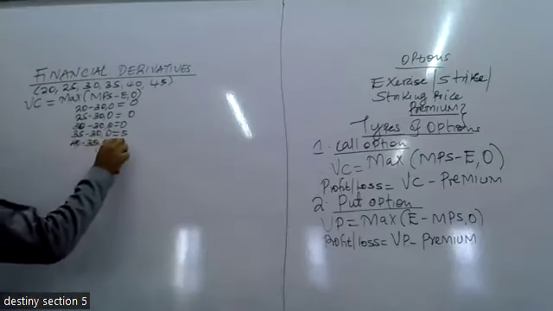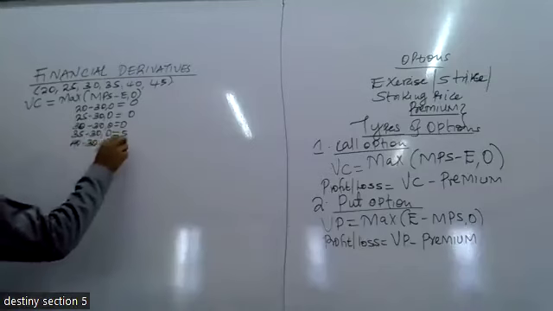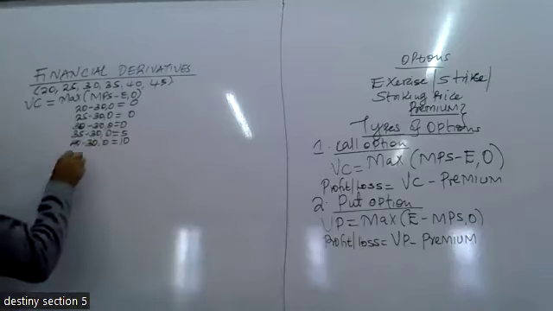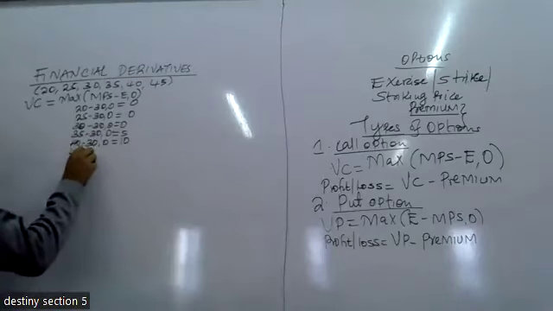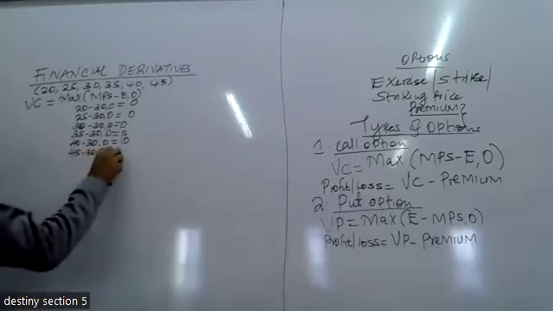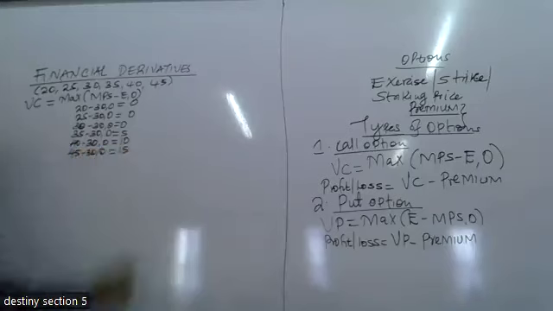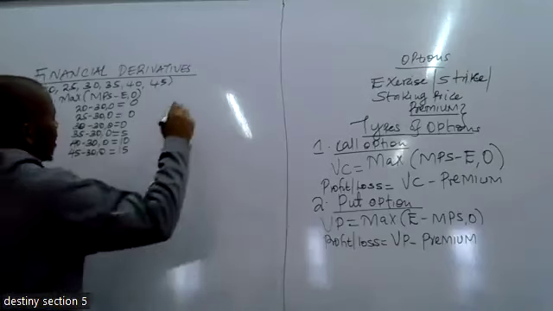You compare with 0, which in this case is 10. And then 45 minus 30, compare with 0. That means it is 10. That is how we get the value of the call.